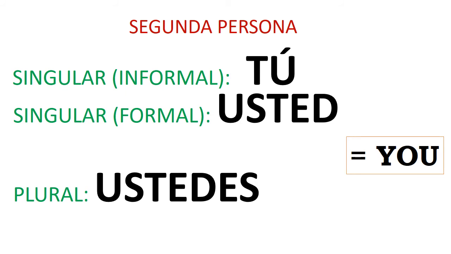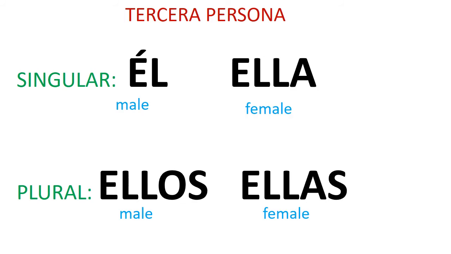Now let's move on to third person. As you can see, this changes a lot. For example, the singular form of the third person for male: if I'm talking about a man or a boy, I'm gonna use él.